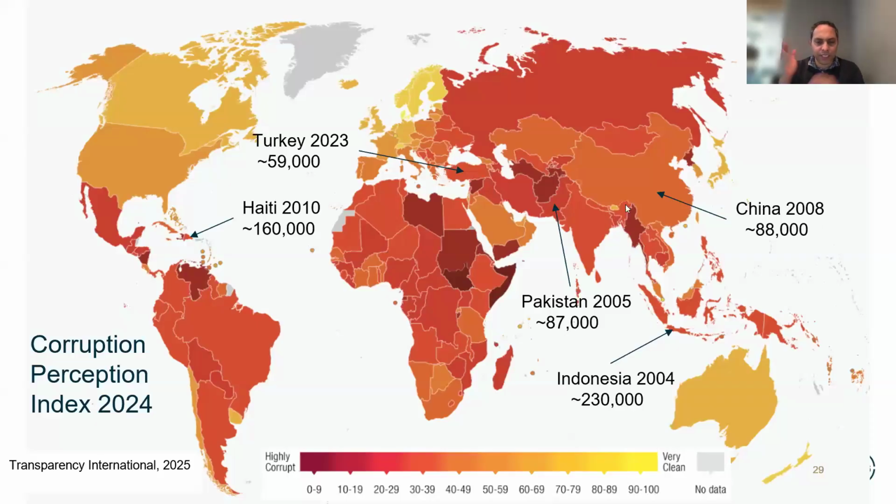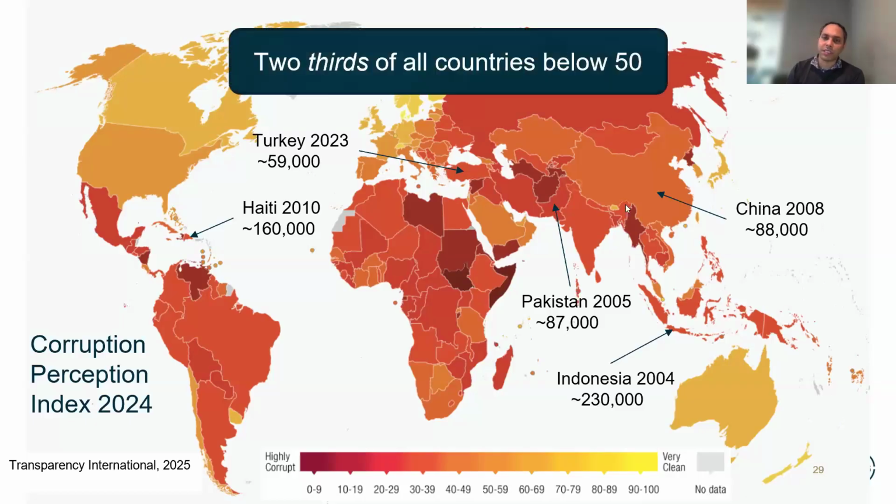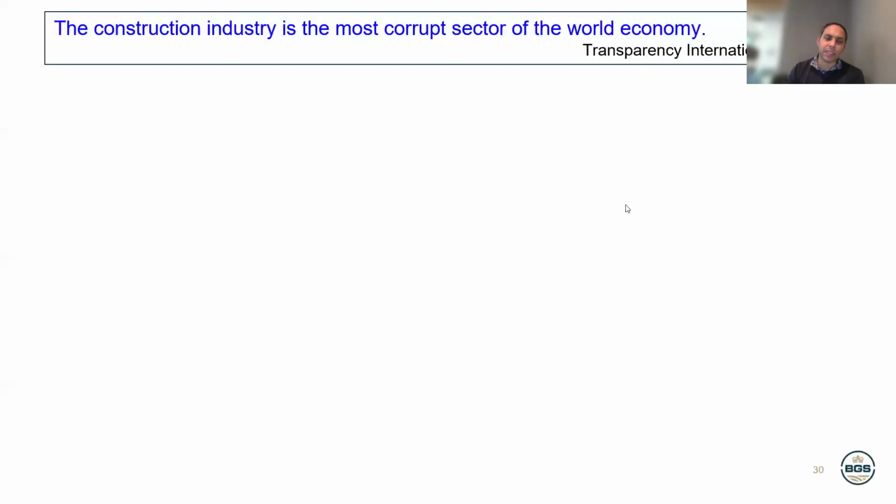So if this is a scale of 0 to 100, you take the middle mark, 50. 50 is neither fully corrupt nor fully angelic. 50, middle guy. 2/3 of all countries in the world score below 50, meaning that they are more corrupt than not. Why does that matter? It matters because the construction industry, the guys building your homes in those countries, are the most corrupt people in those economies. Actually, it's the world economy.